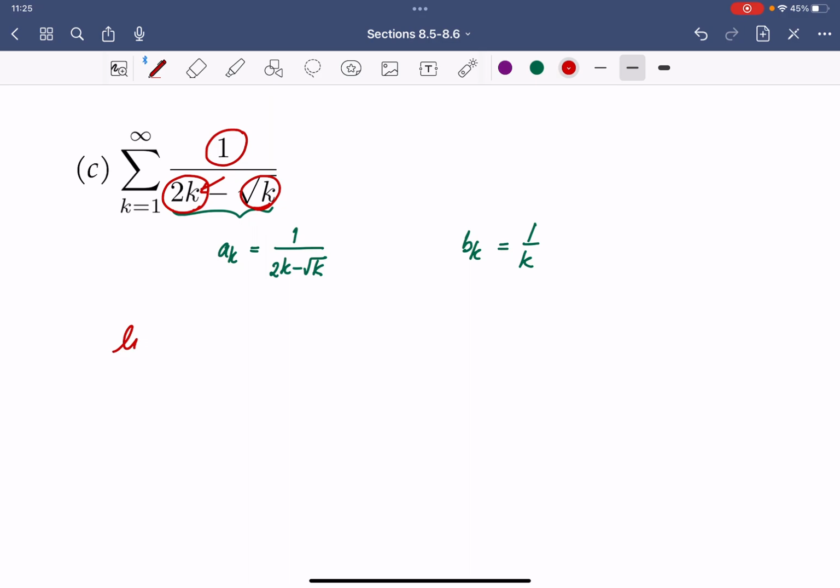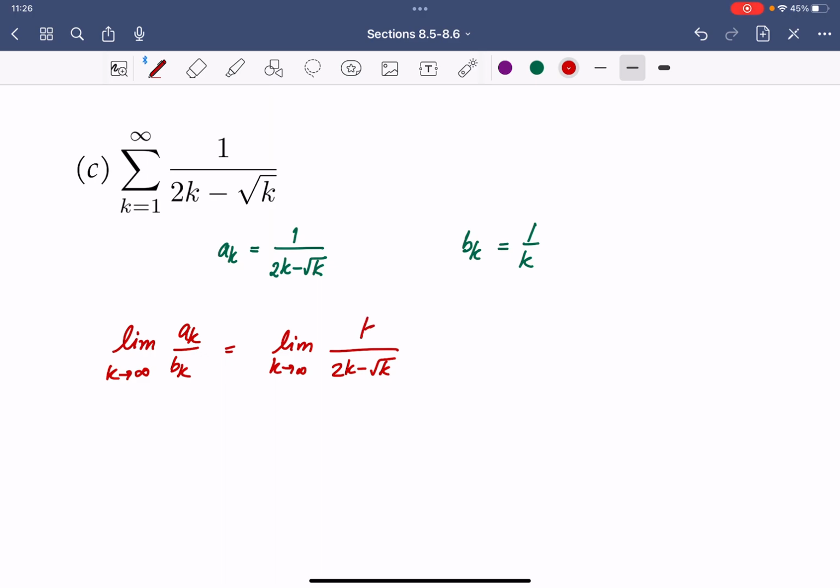And then now, limit a subscript k over b subscript k. Okay, delete this one. So the limit here is going to be 1 over 2k minus square root k, but because you pick b_k to be 1 over k, you flip it back to the top and then you get that. Make sense? And then now you just simplify more, so you're going to get 1 over 2 minus 1 over square root k.